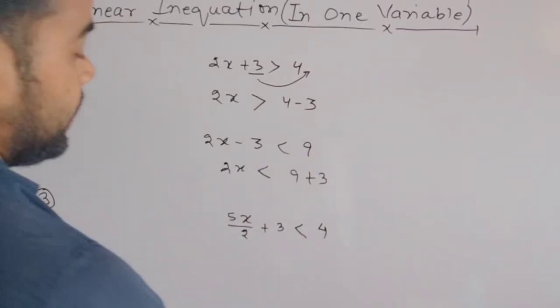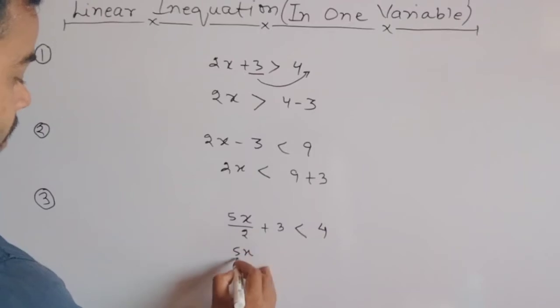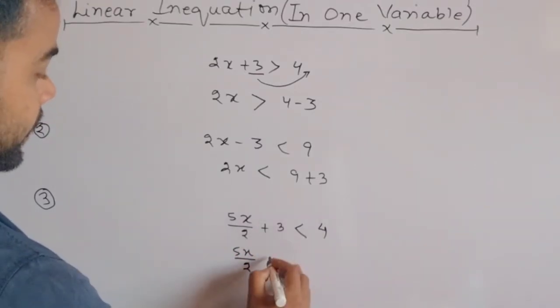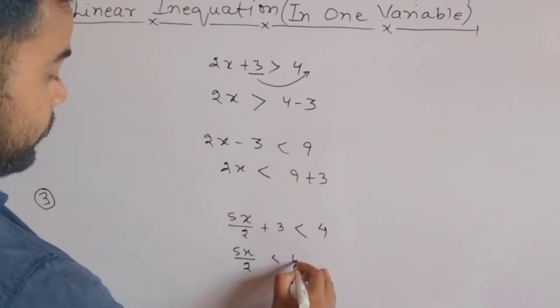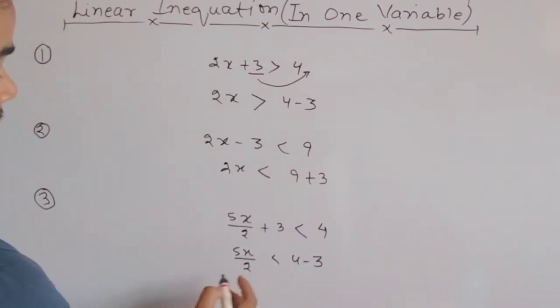5x by 2 plus 3 less than 4. So the first step will be, we can transfer plus 3 from here to there. So 4 minus 3. Okay, 4 minus 3.